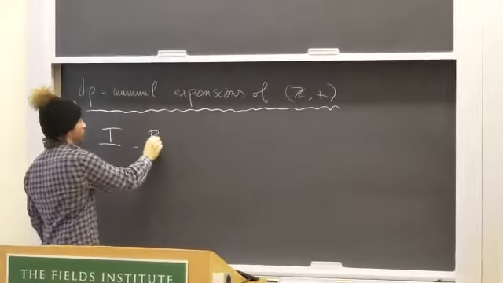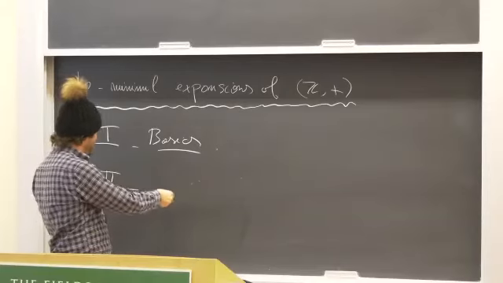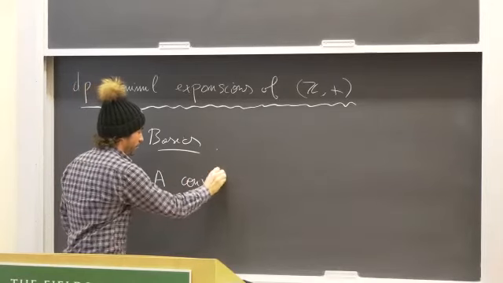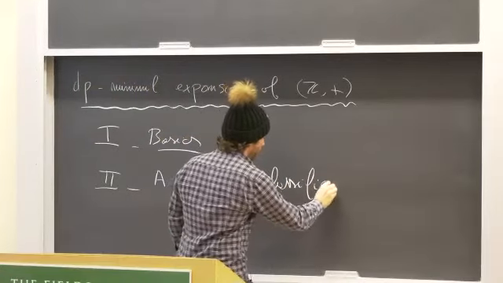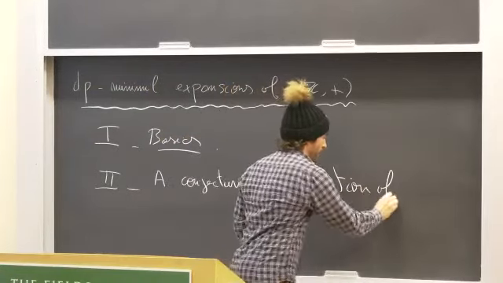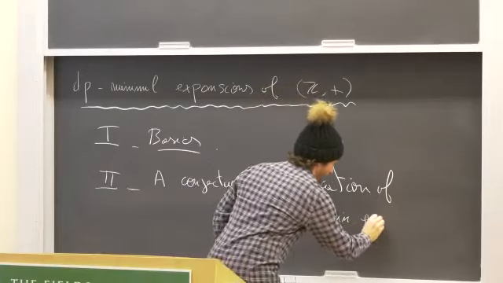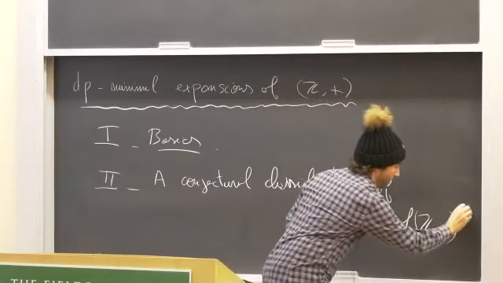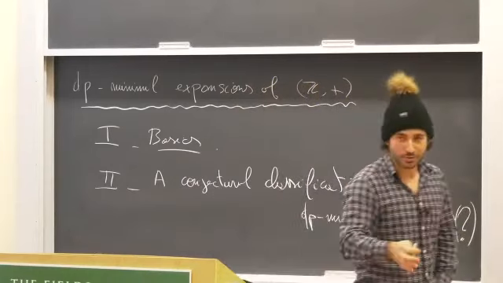So I will start with basics, and then the real talk will be on a conjectural classification of DP minimal expansions of this group, and I will add a question mark because it's not completely clear.